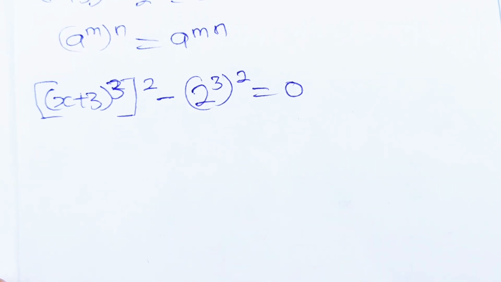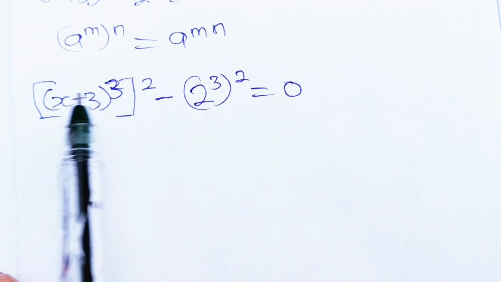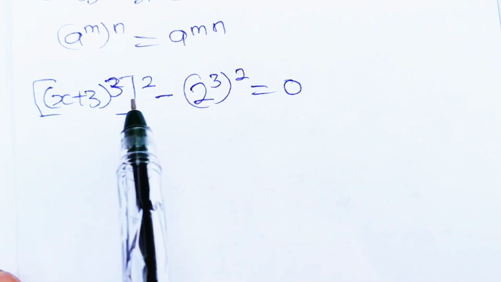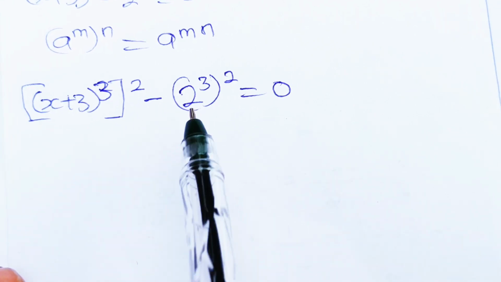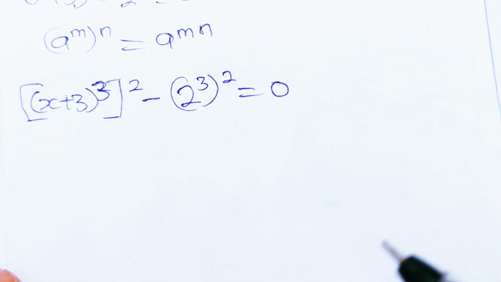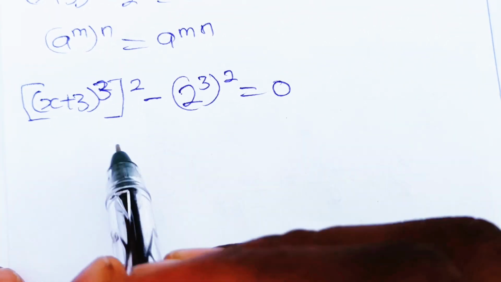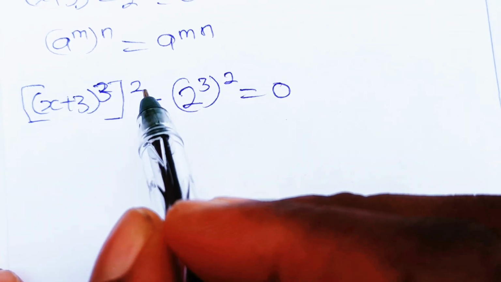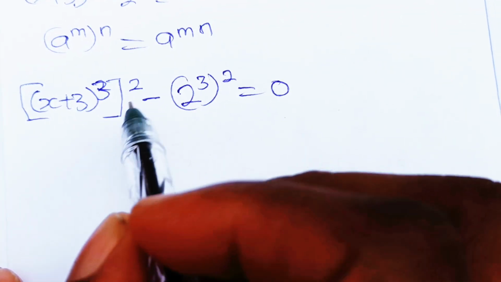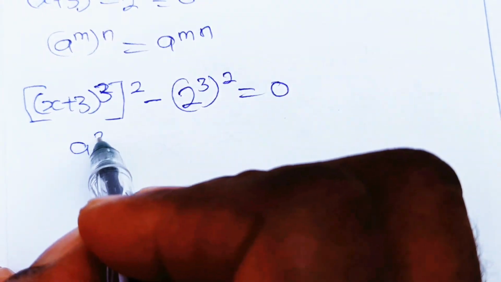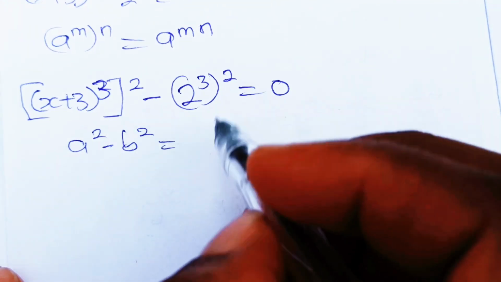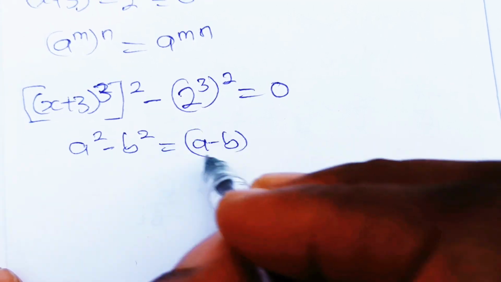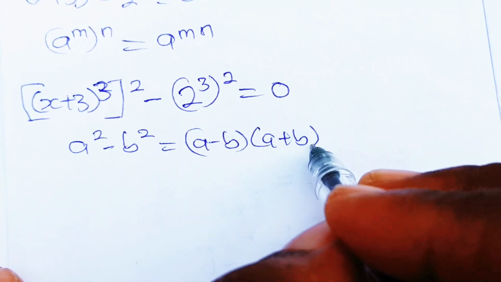Now, why did I do that? I want to get the difference of two squares, because it's very important so that I can use it to factorize and get my values. All right. Now, when you look at this, we have a difference of two squares. In the difference of two squares, you have a² − b², and this is equal to (a − b)(a + b).